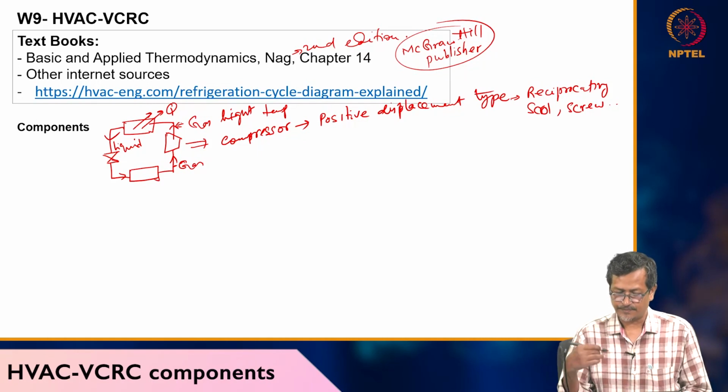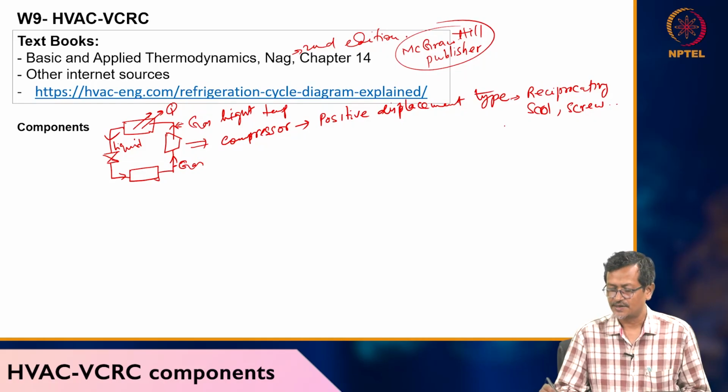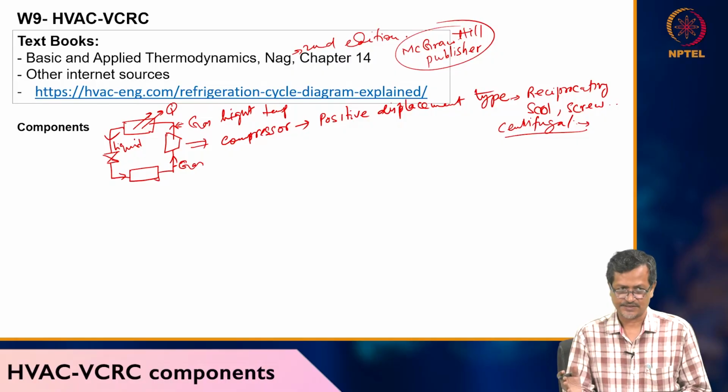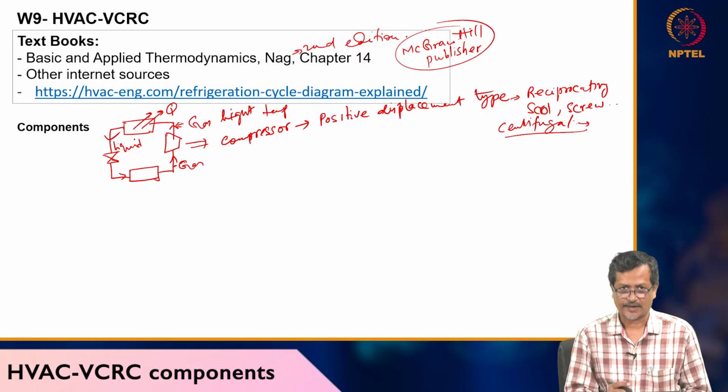But in bigger cases where you have to handle a high volume flow rate, you can use a centrifugal pump. It will have higher volume flow rate capability, but pressure development will be lower. So in that case multiple staging may be required to develop the required pressure, but at a higher volume flow rate.